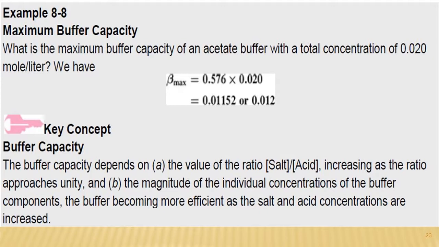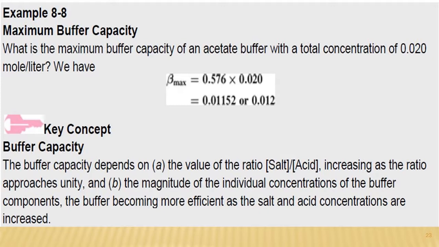So we have this equation, maximum buffer capacity equals 0.576 multiplied by 0.02. You will get this ratio of buffer capacity, 0.01152, or 0.012.